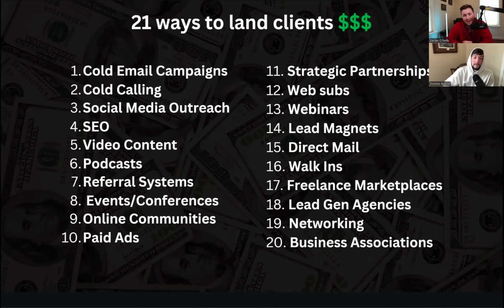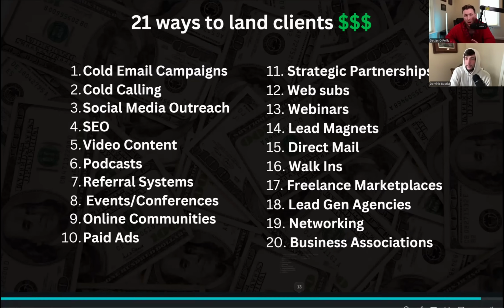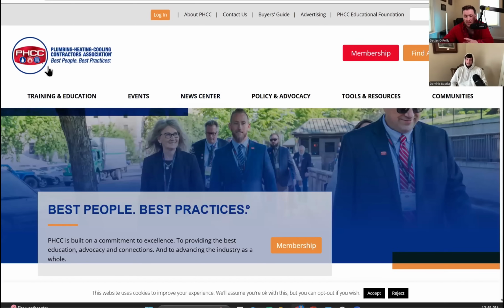So number 20 is business associations. In my opinion, as far as having people sent to you, this is the combination of referral systems, online communities and in person. It's extremely powerful, but it is a slow burner. Let me explain what this is. This is just an example of a business association. Basically, every single niche has an association. An association is a group of like-minded entrepreneurs in the same niche that help each other grow, learn tips and tricks, grow their businesses. That's where you come in, and a bunch of other stuff.